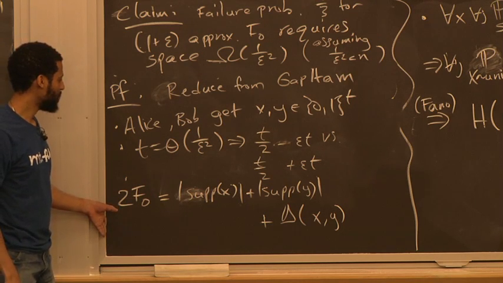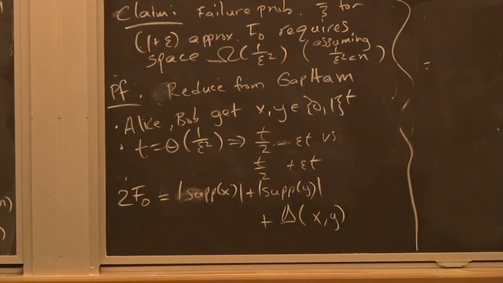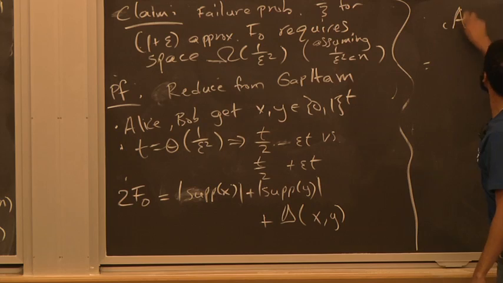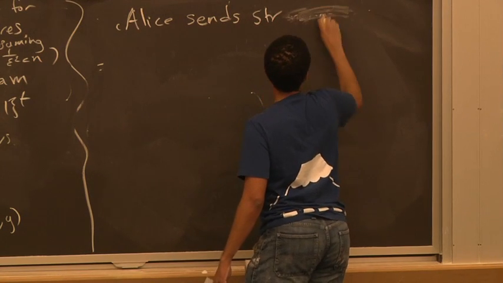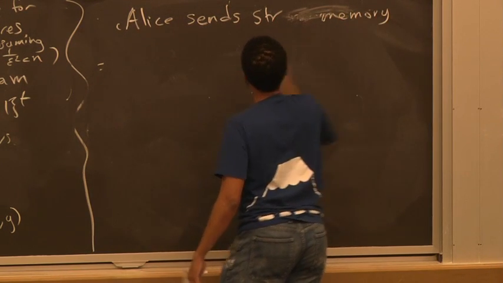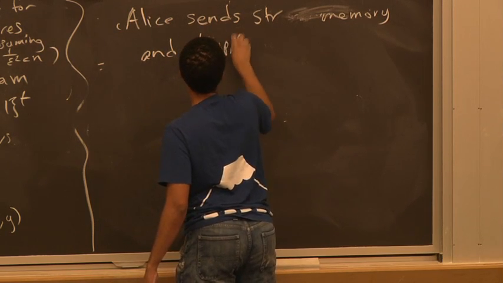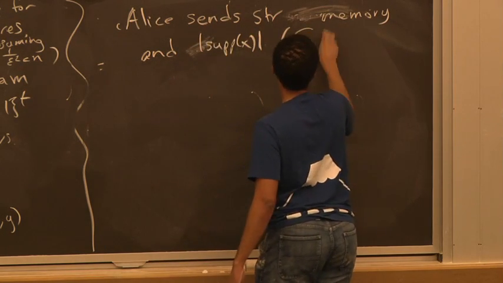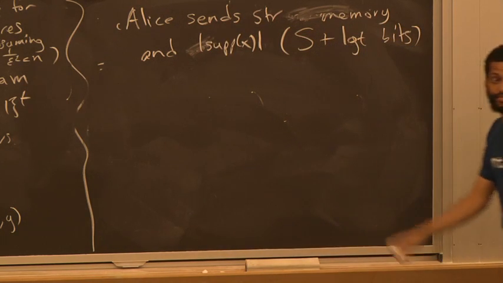Okay. So Alice, basically out of time, I'll wrap this up. I'll move on to disjointness in the beginning of next lecture, but let me just finish this. So the point is, Alice sends the streaming memory and the weight of her vector x. This is a total of s plus log t bits. Alice sends s plus log t bits, right?